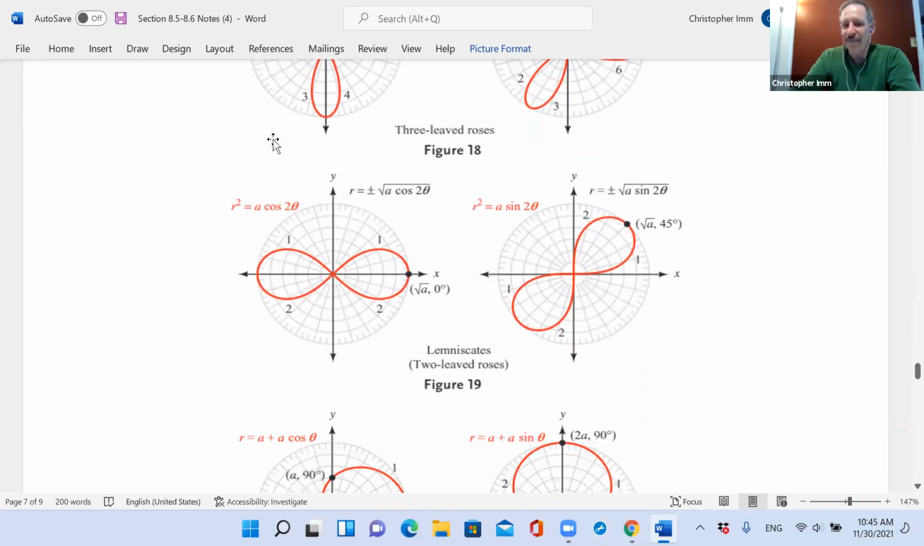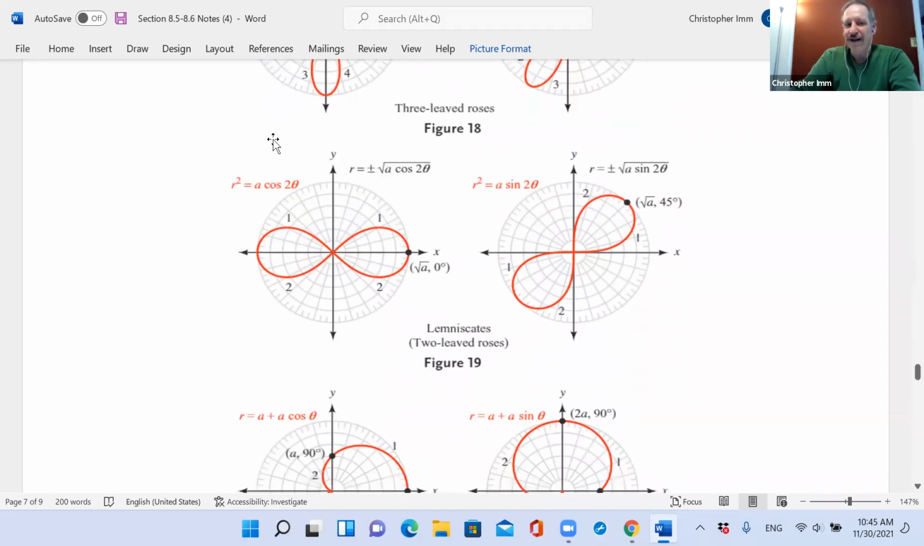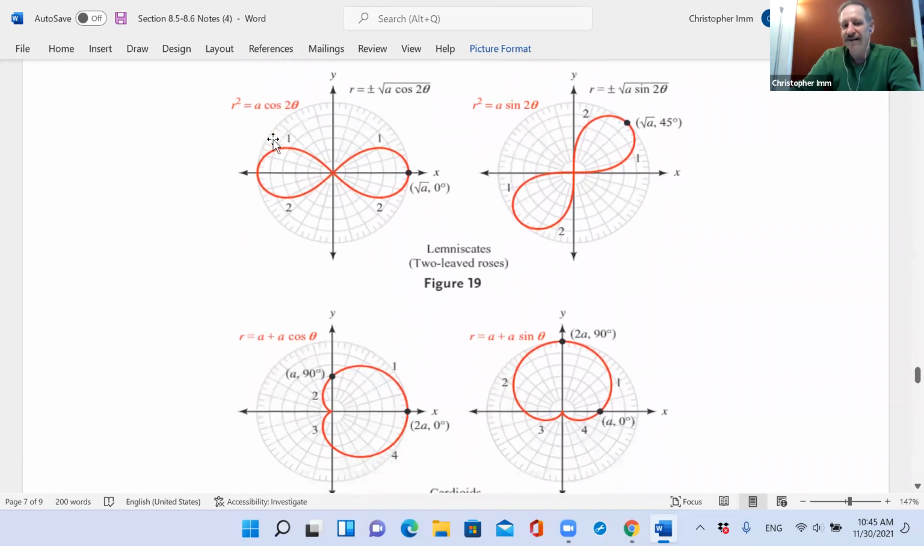We have graphs called lemniscates. They look like infinity signs on the side. And those are r squared equal to a cosine 2 theta or a sine 2 theta.